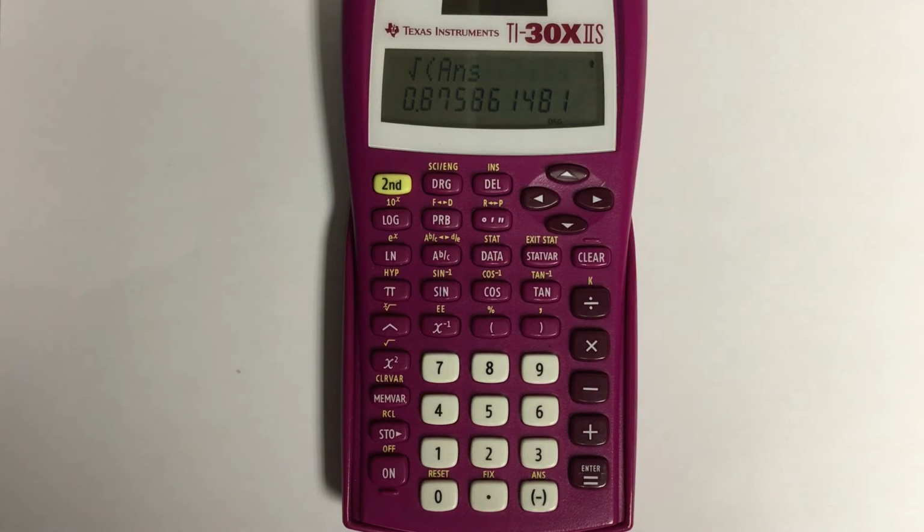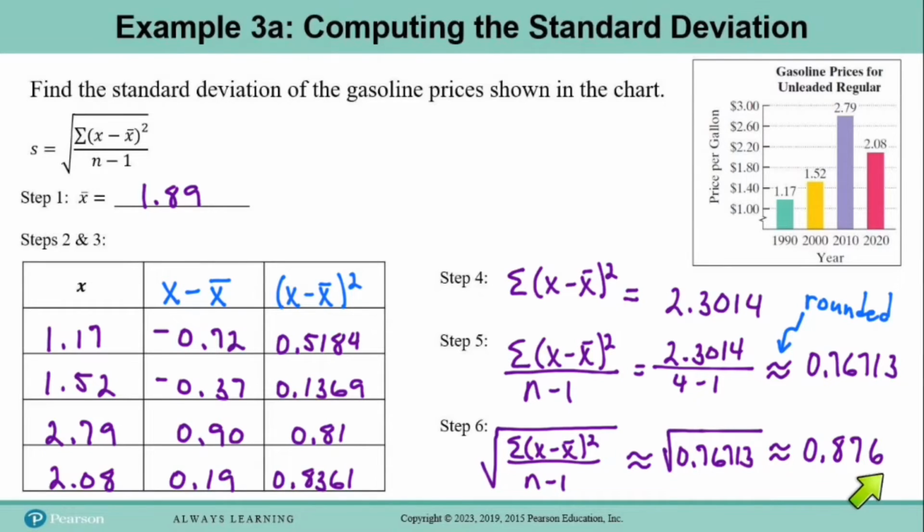is our standard deviation. Now, I only ended up keeping 3 decimal places here because our original data had 2 decimal places, and it's kind of an unwritten rule in statistics that however many decimal places your data set has, when you do these calculations, you keep 1 extra decimal place.